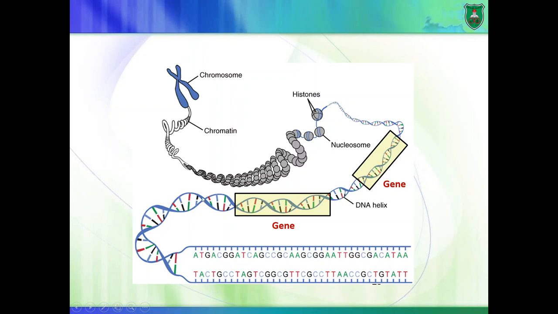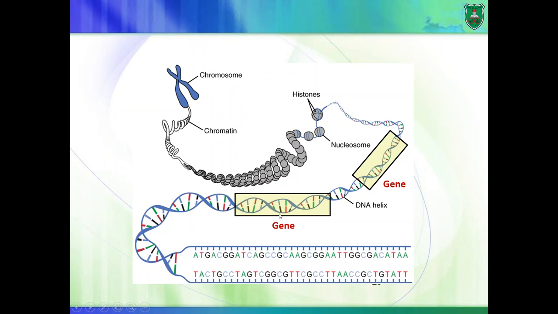Now, when this DNA is wrapped around histones into a large unit, this large unit is known as a chromosome. Chromatin is part of a chromosome. It's this section right here that contains DNA plus proteins or histones.